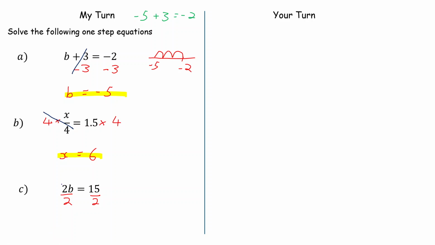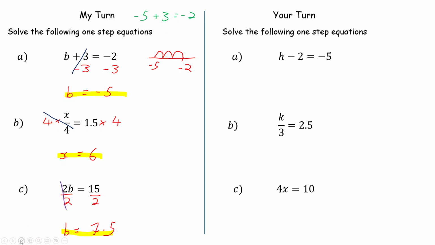And now what happens? These 2's cancel because they're the opposite thing, and you are left over with b being equal to 15 divided by 2, which as a decimal is 7.5. So you can absolutely have decimal answers. That's just in there to show you that that is not a bad thing at all. And again, you can check because 2 times 7.5 equals 15, which is good. So you can now try those your turns. You can pause the video and then let's go through these now.